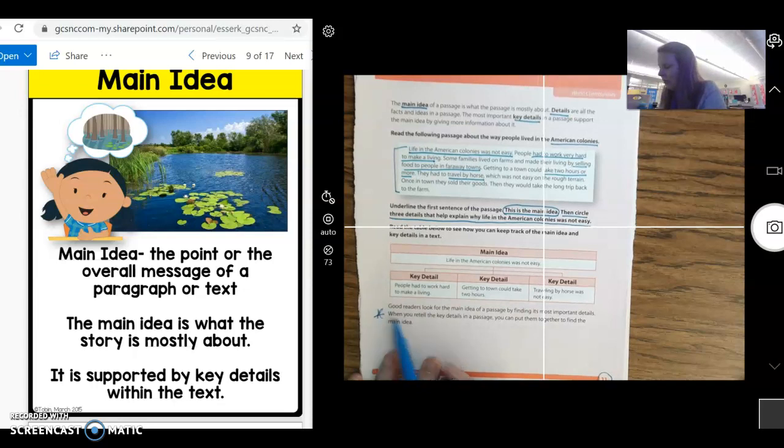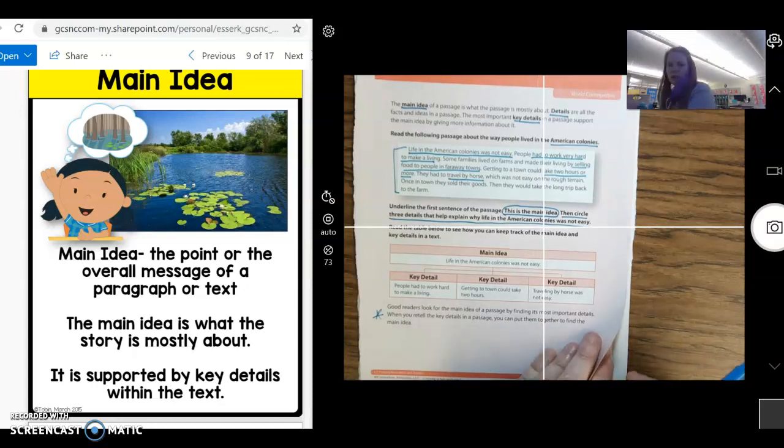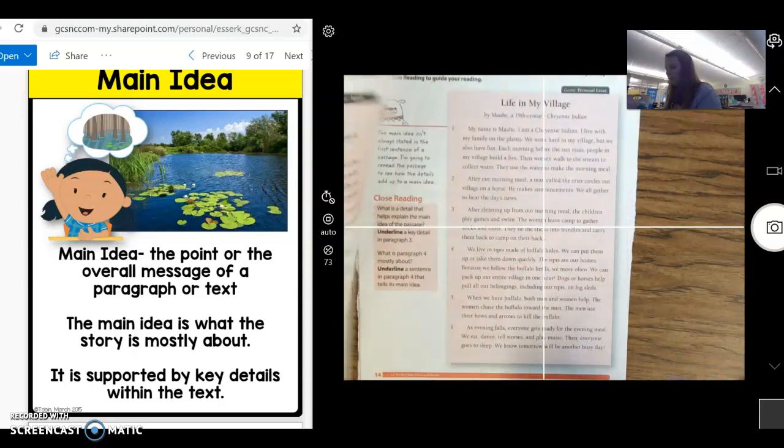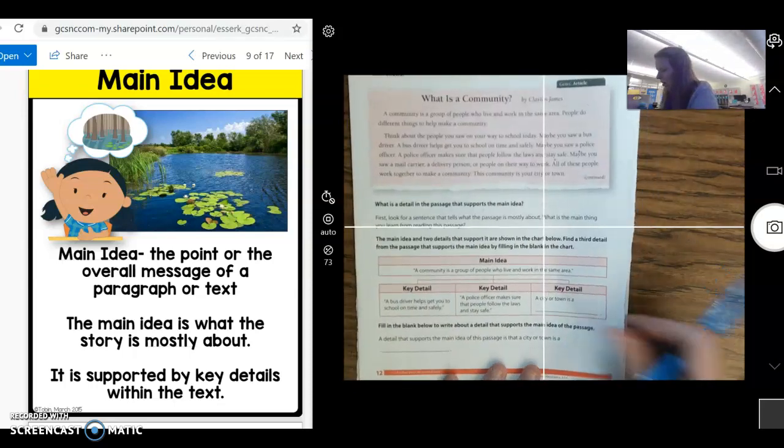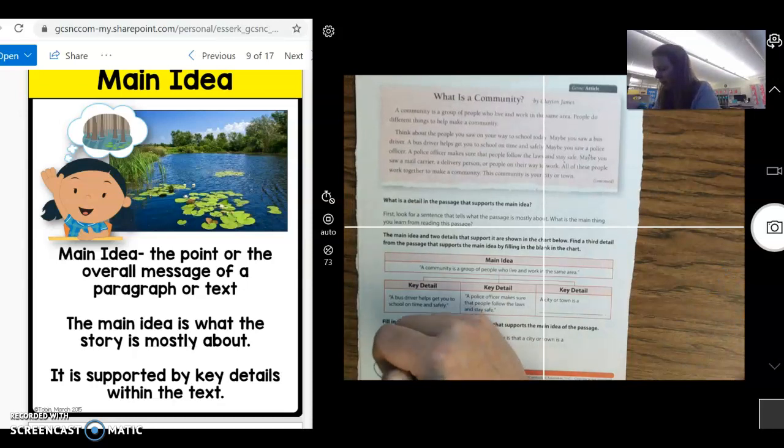Good readers look for the main idea of the passage by finding the most important details. When you retell the key details in a passage, you can put them together and find the main idea. Okay? All right, so go ahead and turn your page. We are now on page 12.